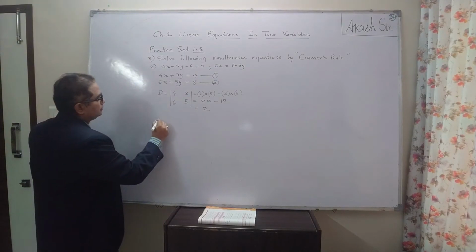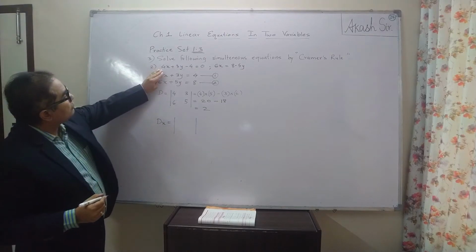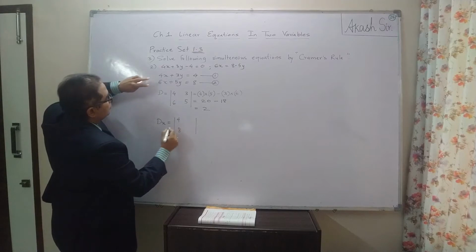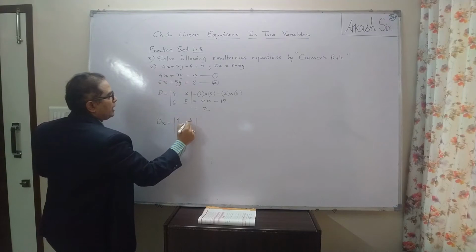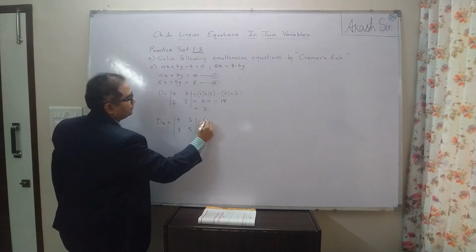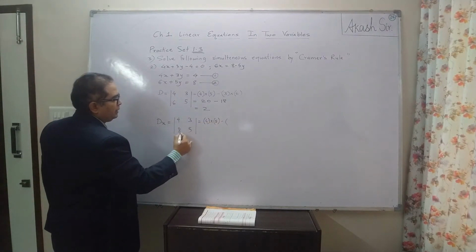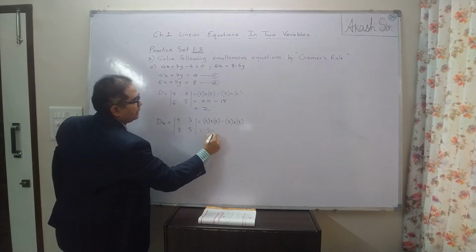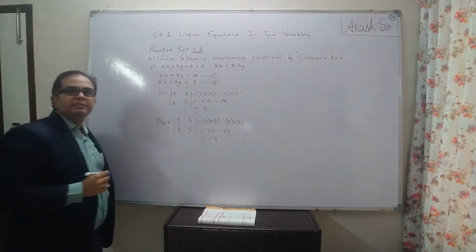Now Dx. How much is Dx? In place of coefficient of x, replace with c1, c2, that is 4, 8. This I am replacing with this. And coefficient of y, 3, 5 as it is. Solve this. 4 into 5. Again cross multiplication. Minus 3 into 8. 4 5s are 20. 3 8s are 24. 20 minus 24 is minus 4.